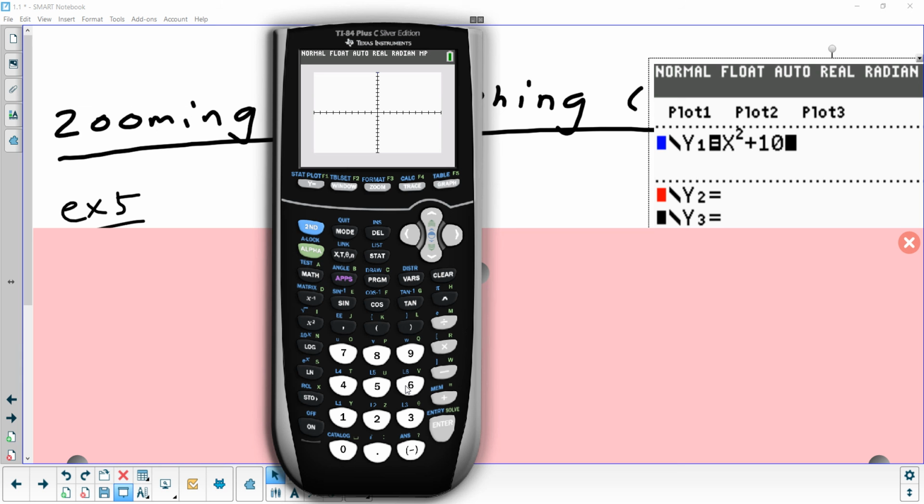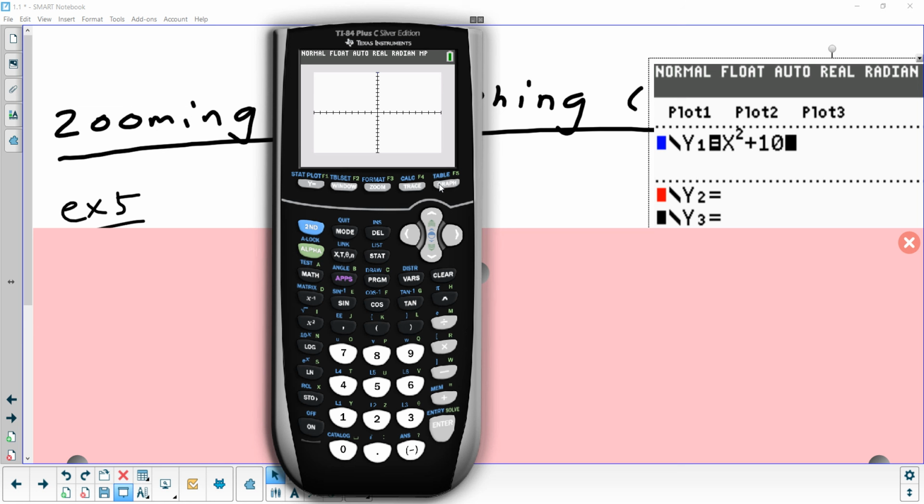Yes? I'm just lost. I'm stuck on the Y screen. Yep, you need to turn off plot 1. So you want to go up to plot 1 and then hit enter. I have to hit it again because I just turned it back on. But now when you hit graph, it shouldn't say invalid dimension anymore. Did it? Still saying it, or you're good? Good, okay. So there is a graph there.